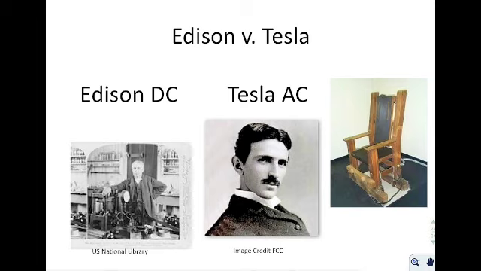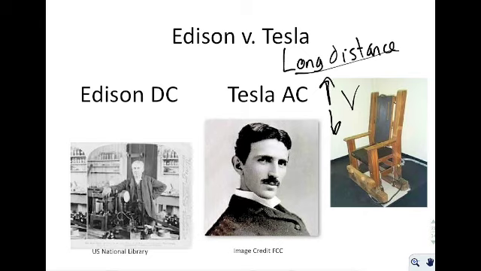Edison was a big proponent of DC, which is direct current, and Tesla was a big proponent of alternating current. Alternating current has some advantages in the sense that it can be moved over long distances. That's the biggest advantage, which is the reason why we use alternating current today. That and the fact that you can increase and decrease the voltage relatively easily.